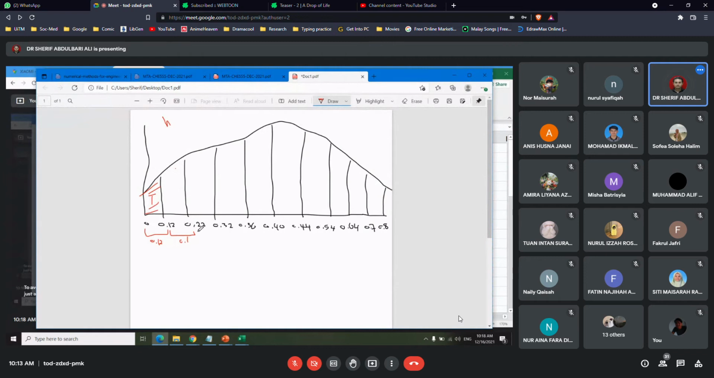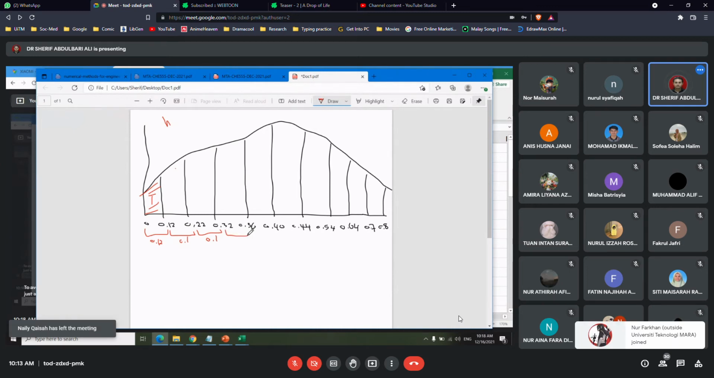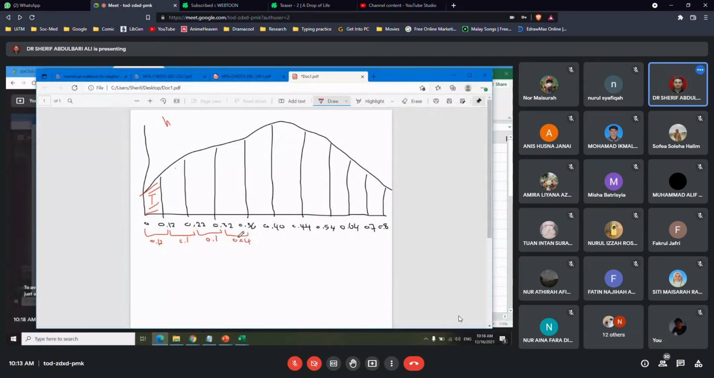Now I will check again the step size for the coming segments. From 0.22 to 0.32, the step size is 0.1. Now from 0.32 to 0.36, the step size is 0.04. So I have two segments with the same step size and 3 points. Which rule can I apply? 3 points and 2 segments. What type of rule can I apply for these 2 segments?